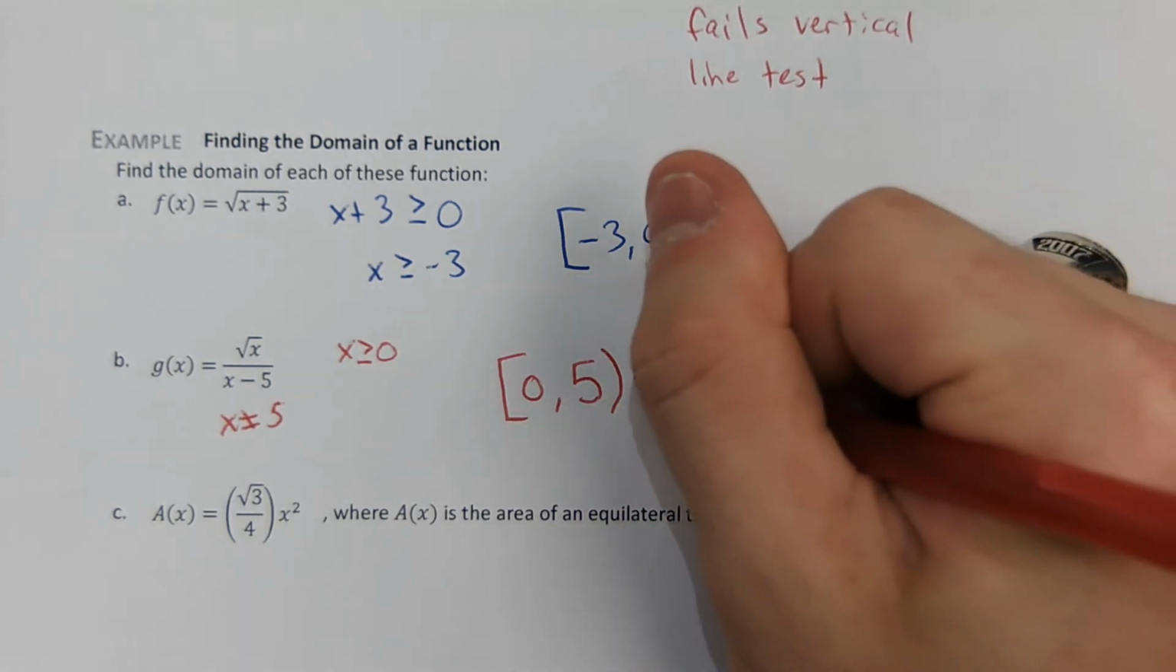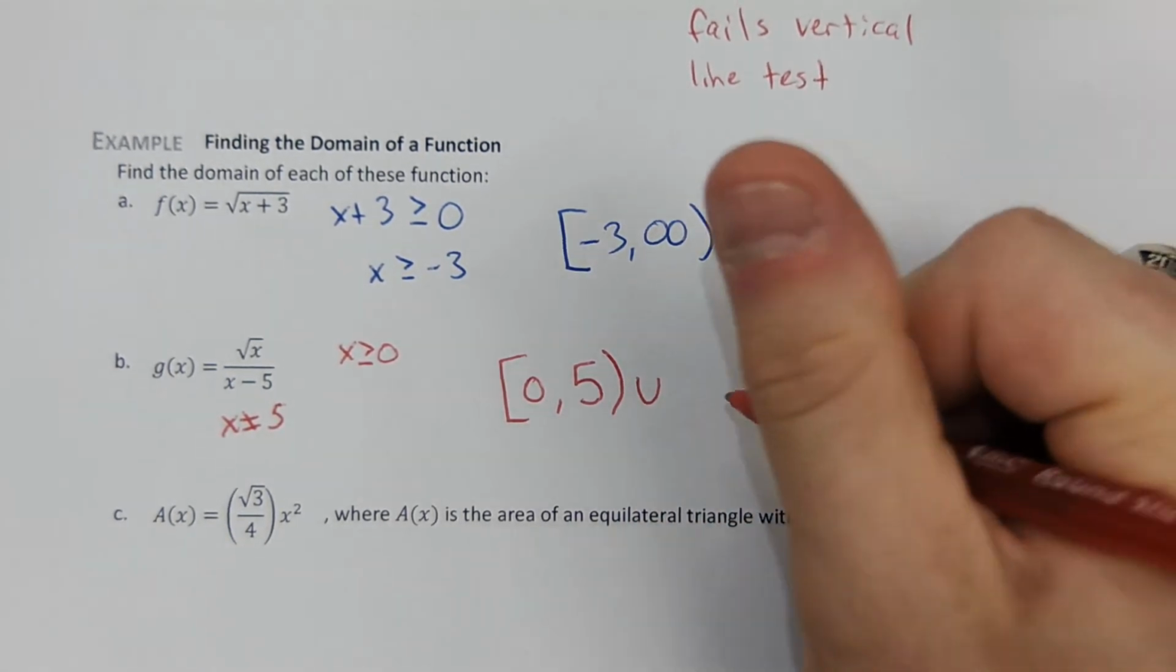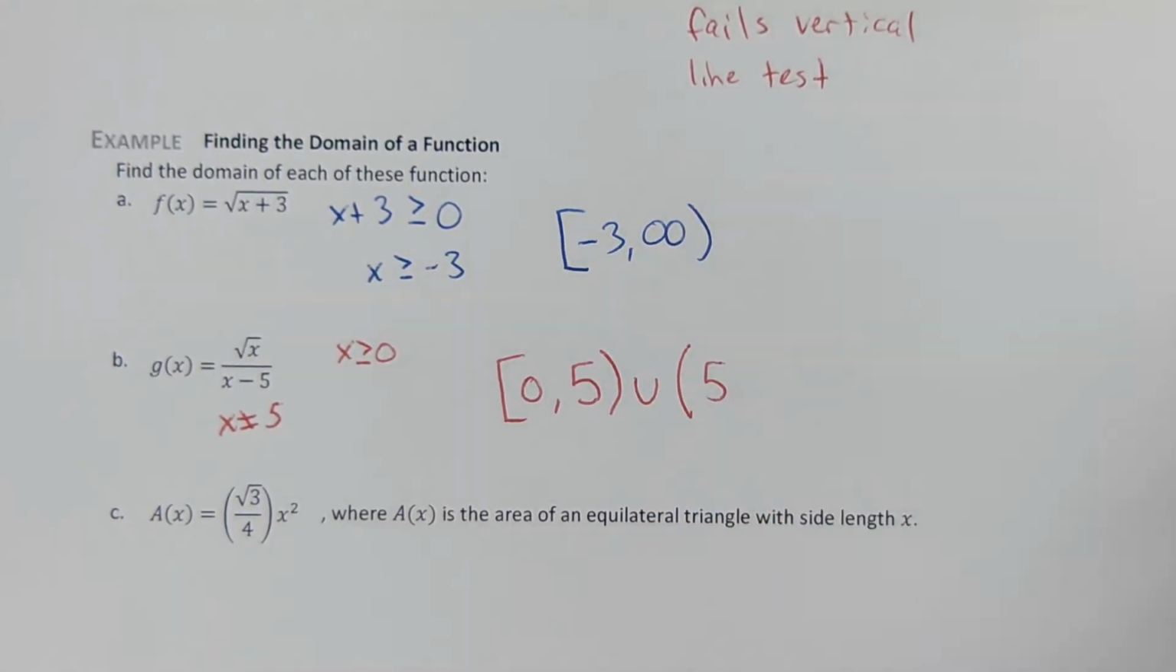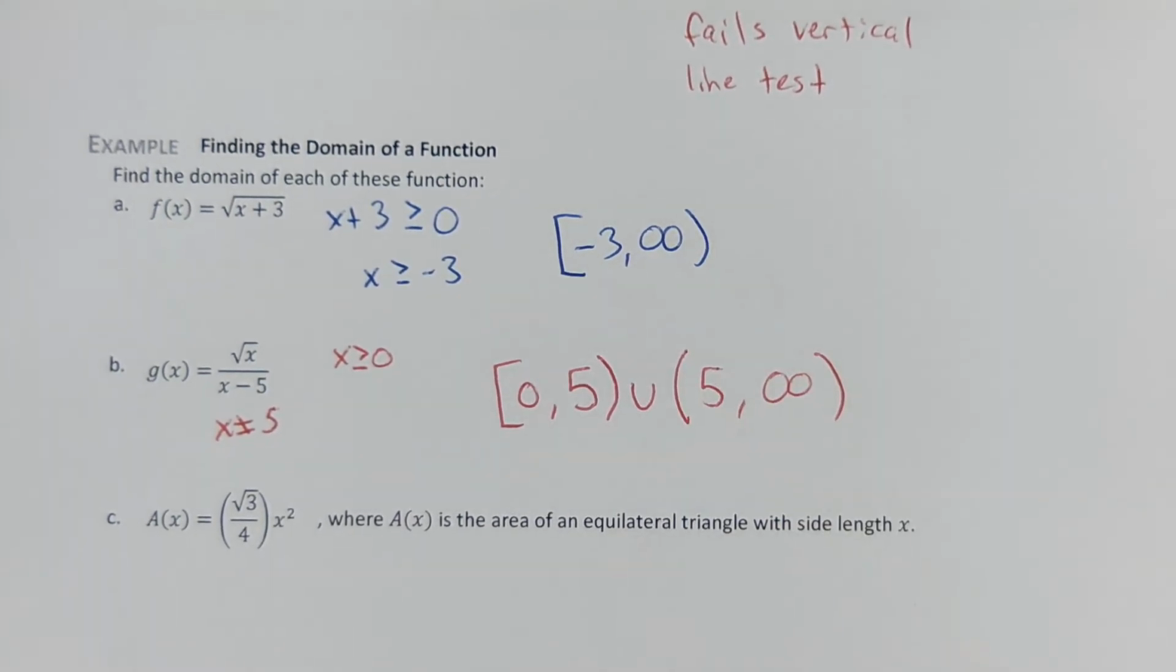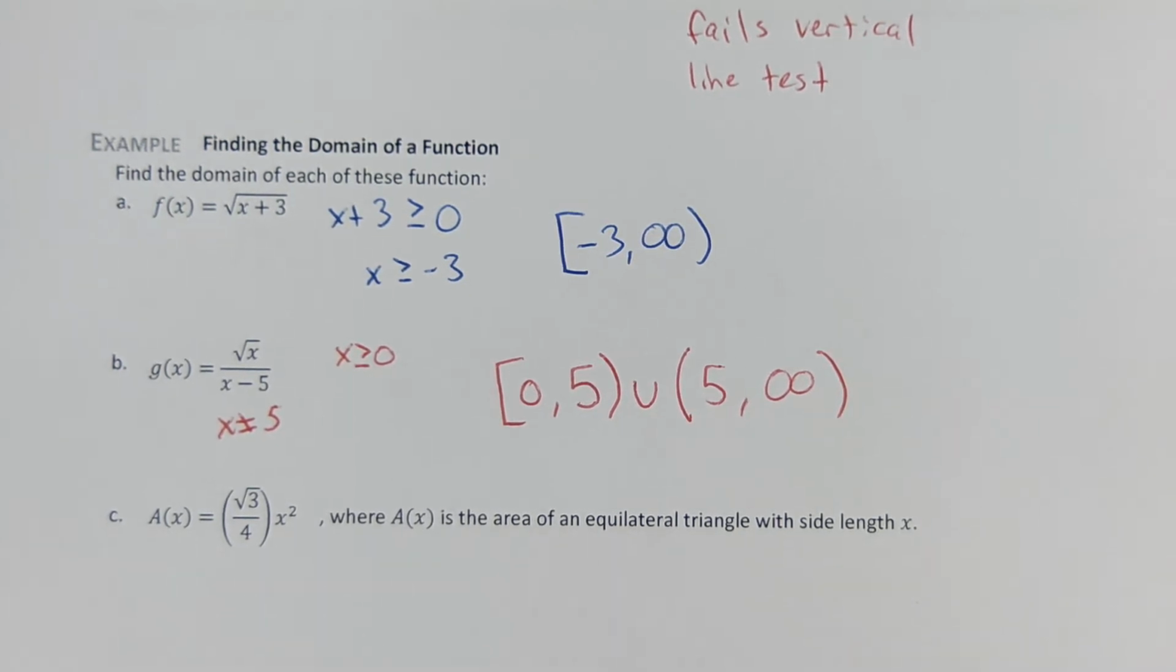So what you're going to do is string it together with a union symbol, and you will begin at 5 again, just don't include it, and then never stop. So that is how you say all real numbers greater than or equal to 0 except for the number 5. That's how that works.